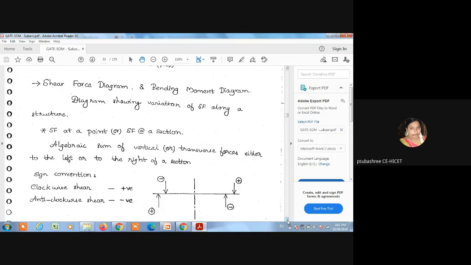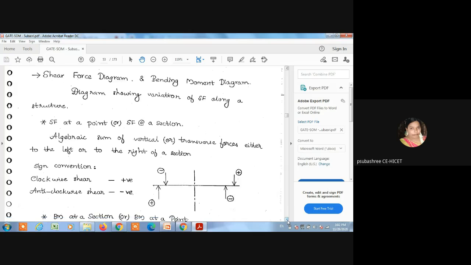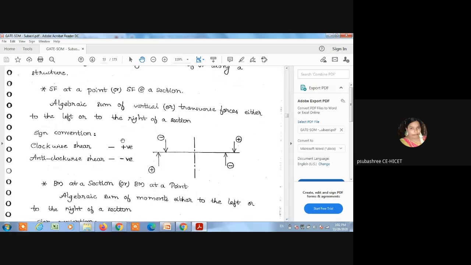Next is a very important topic: shear force diagram and bending moment diagram. The diagram showing variation of shear force along a structure is called a shear force diagram. So what do you mean by shear force? It is the vertical unbalanced shear force. Sign convention: upward means positive, downward means negative.